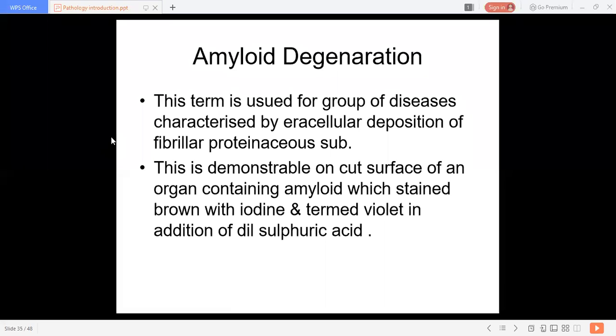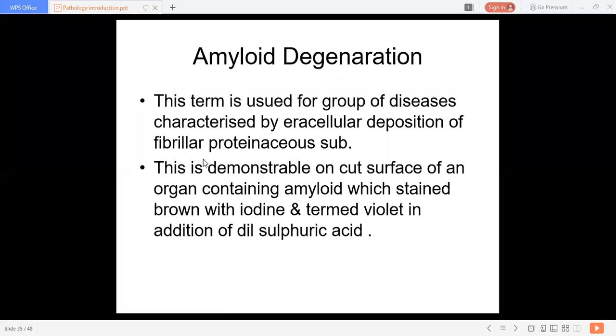Now today we are going to discuss amyloidosis, that is amyloid degeneration. This term is used for a group of diseases characterized by extracellular deposition of fibrillar proteinaceous substance. This definition is very important. The group of diseases are characterized by deposition of proteinaceous substance, which is mainly extracellular.